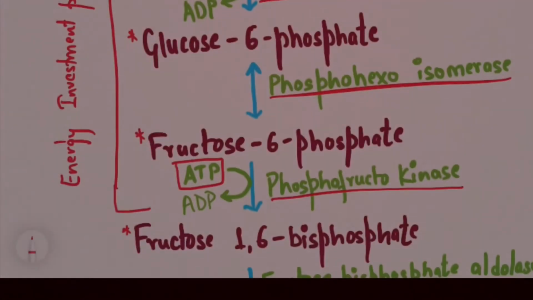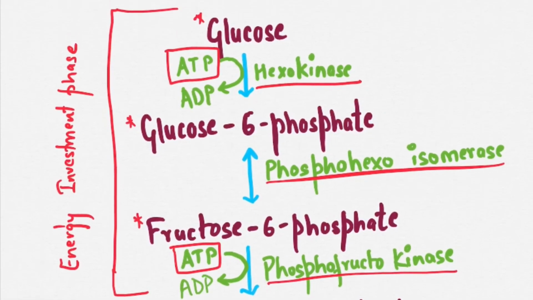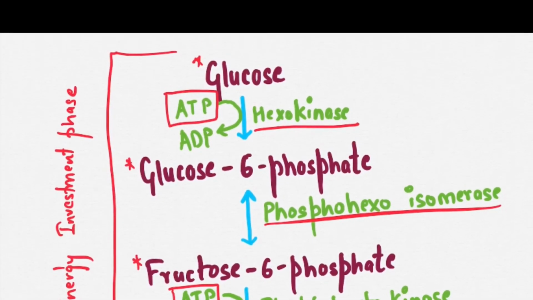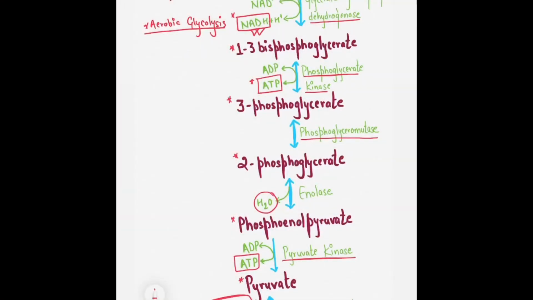Now we'll move on to energy yield in glycolysis. For this, we will first remember the 2 ATP molecules that were usually invested during the energy investment phase. We'll start with the aerobic pathway. In the aerobic pathway, there is production of 2 NADH molecules at glyceraldehyde 3-phosphate dehydrogenase. We need to remember 1 NADH molecule equals 3 ATP. So the total production is 6 ATP.